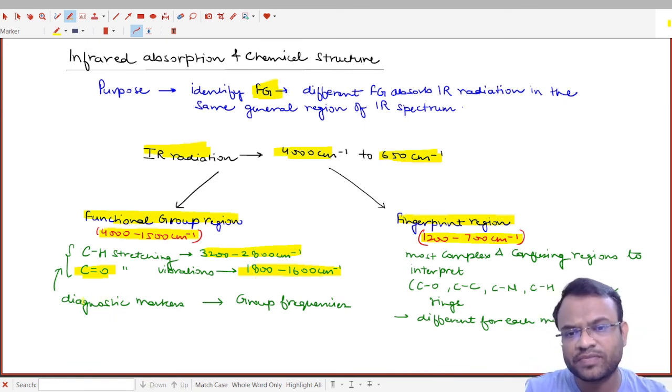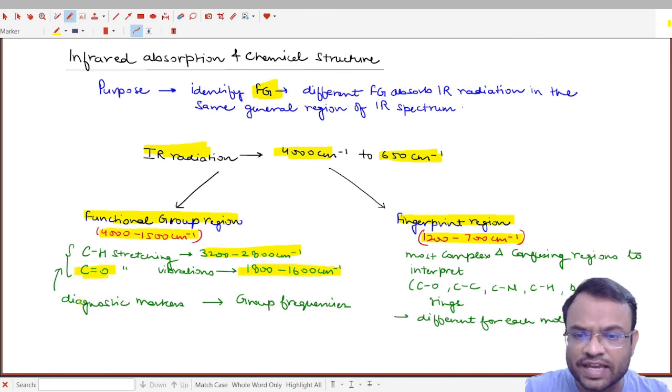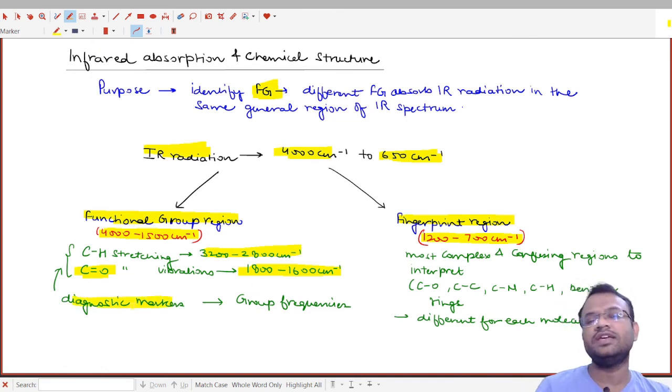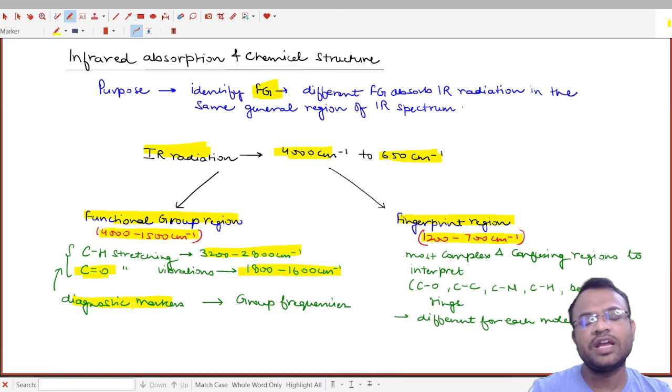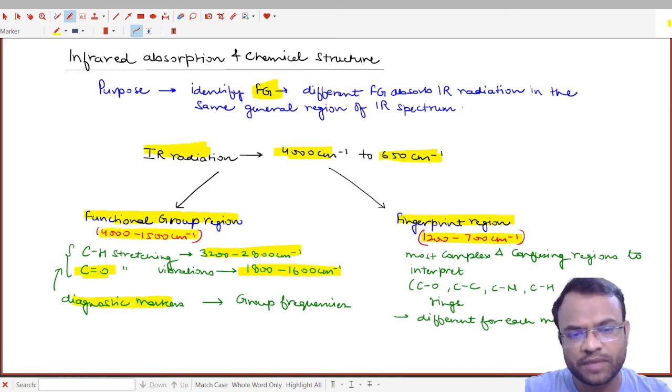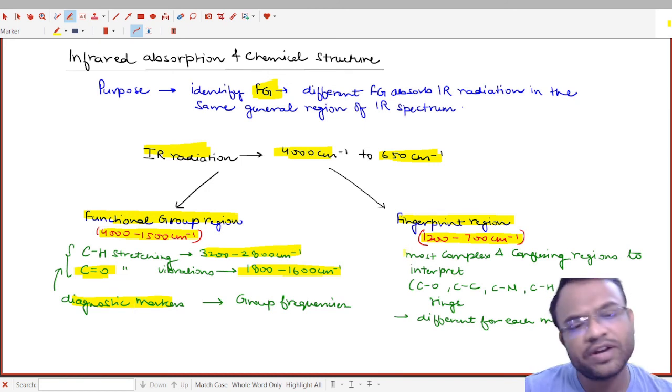So this kind of information can serve as diagnostic markers. We can easily check at which wavelength the peak is present, and depending upon that information we can predict the functional groups. Okay, now let us talk about the fingerprint region.